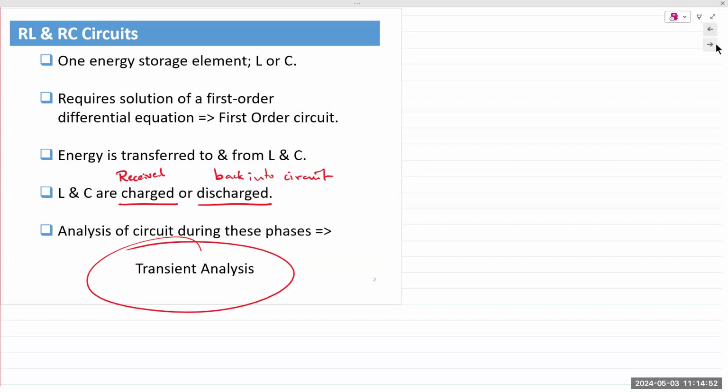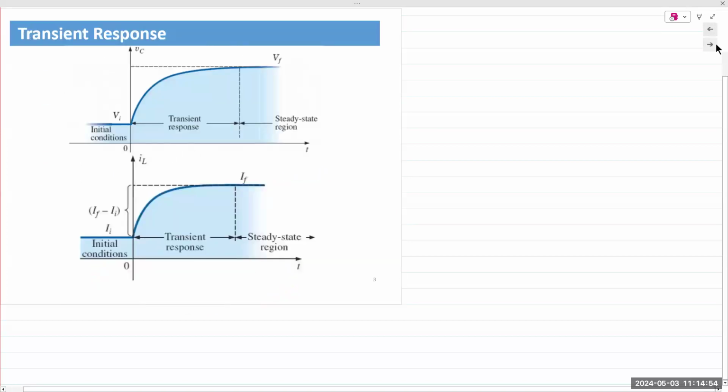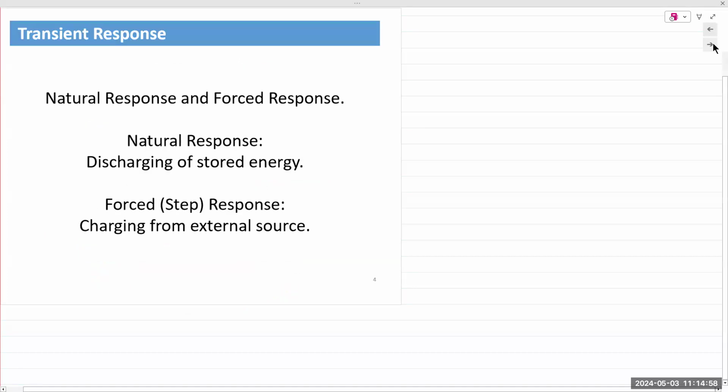The 2 kinds of responses we study are known as natural and forced. It is not as sinister as the word sounds. Typically, I like to use step response.